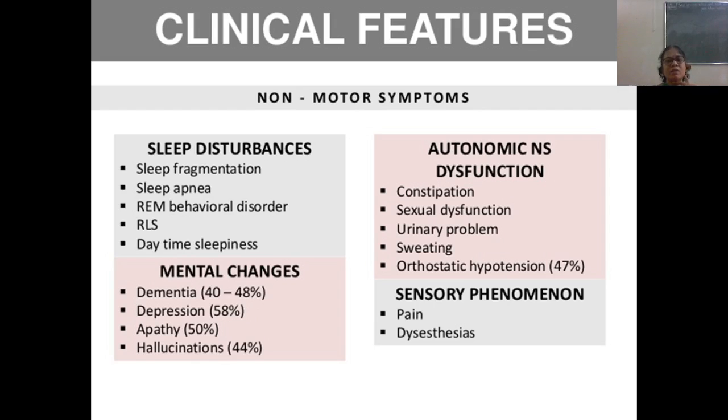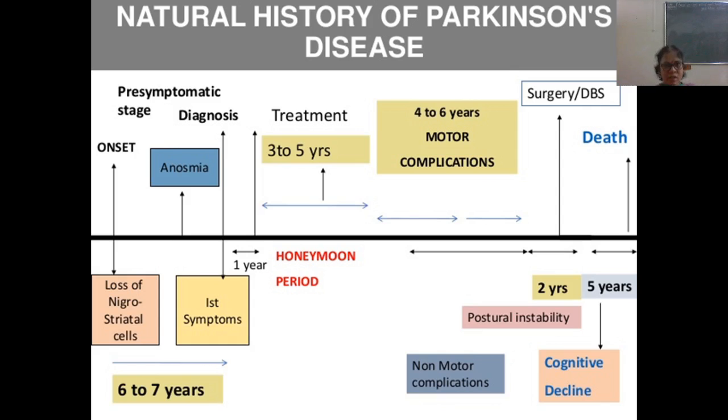Then autonomic nervous system dysfunction like constipation, sexual dysfunction, urinary problems, sweating, and orthostatic hypotension will be there, and sensory phenomena like pain and dysesthesia. Then the natural history of Parkinson's disease, the pre-symptomatic stage. Let's see how this progression takes place from first year to 2 years and 2 years to 5 years.